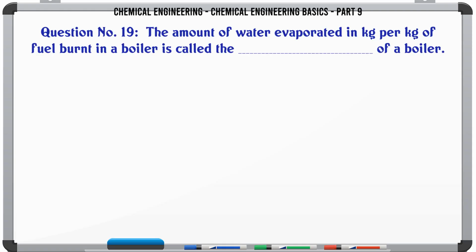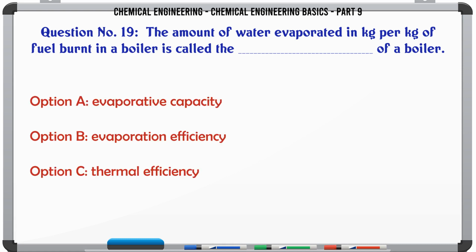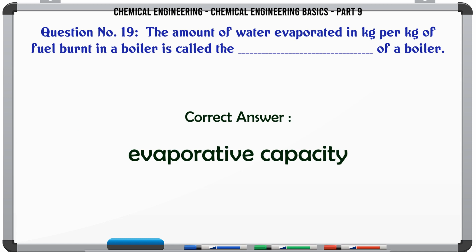The amount of water evaporated in kg per kg of fuel burnt in a boiler is called the ___ of a boiler: A. Evaporative capacity, B. Evaporation efficiency, C. Thermal efficiency, D. Steam load. The correct answer is evaporative capacity.